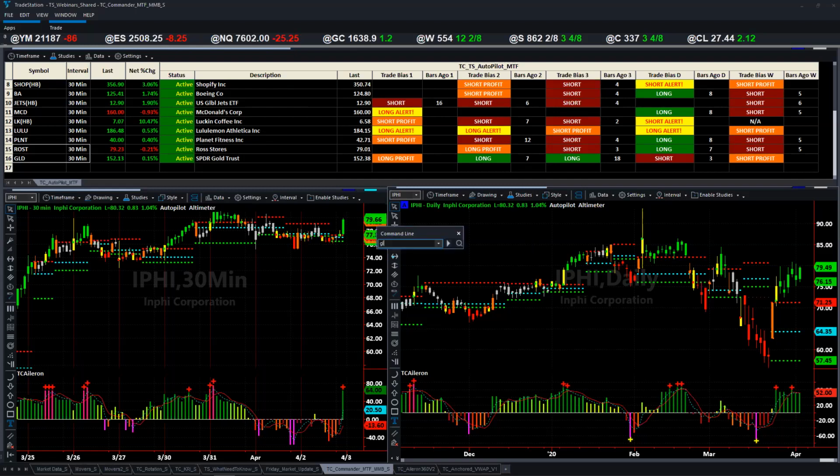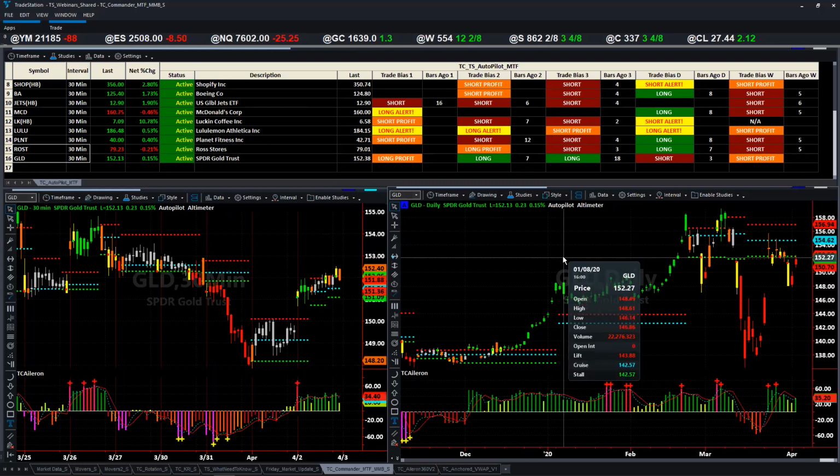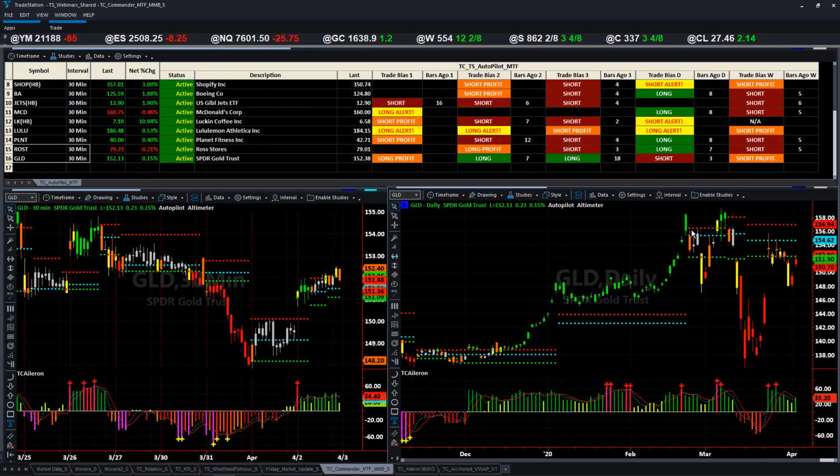Somebody's asking about GLD, so we have that on our list. GLD hitting some resistance right here. Look at that big resistance line at 152. Did drop off when everything was being sold before. I think we got to all the stocks there.